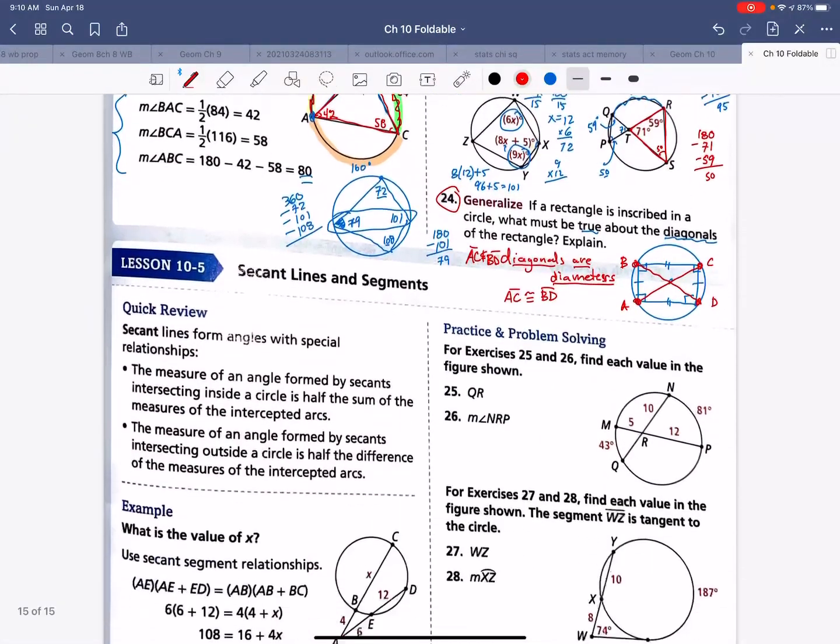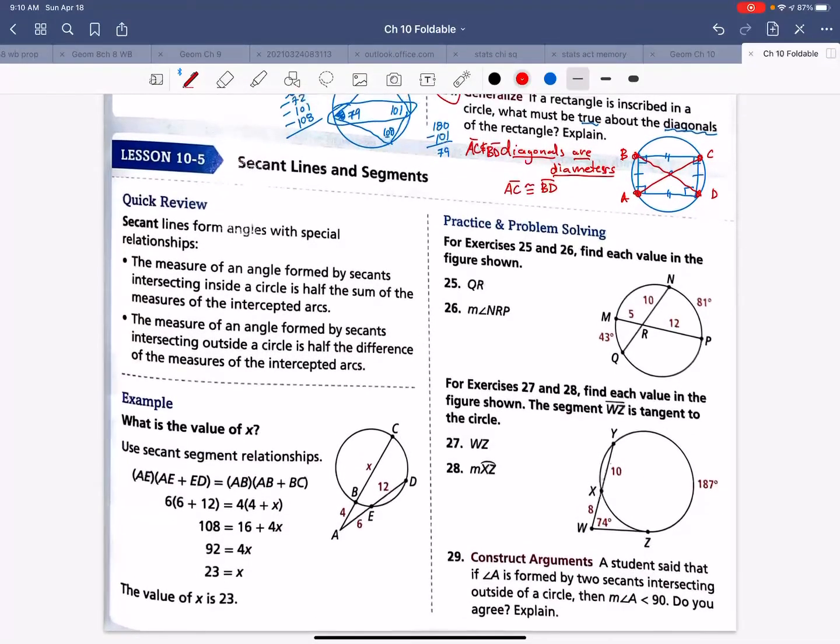Okay, 10-5. We notice here, and I talked about this in class, it's the part on the outside, 6, times the whole thing, 6 plus 12, has to equal the part on the outside, 4, times the whole thing, 4 plus x. And that's how we set it up and solve. So I'm going to go ahead and do the same thing here. The part on the outside, 8, times the whole thing, 8 plus 10.